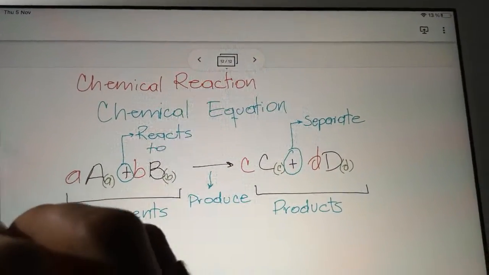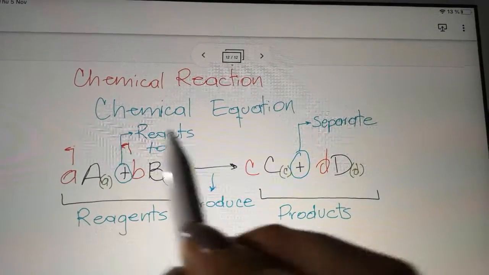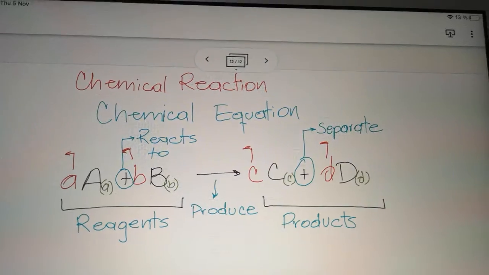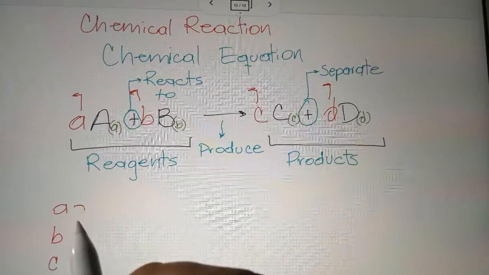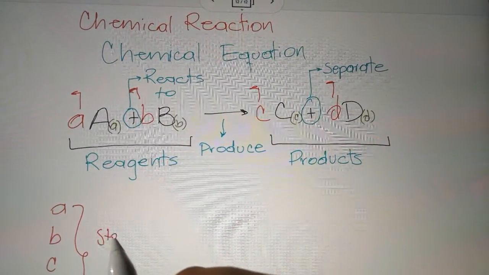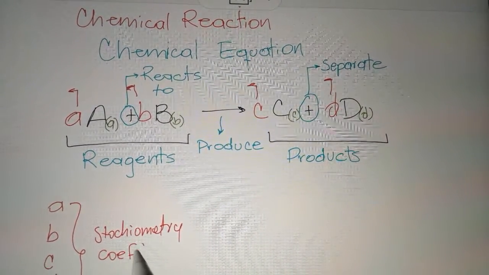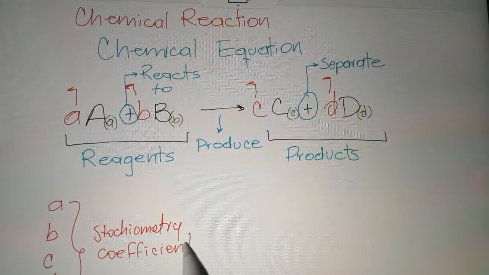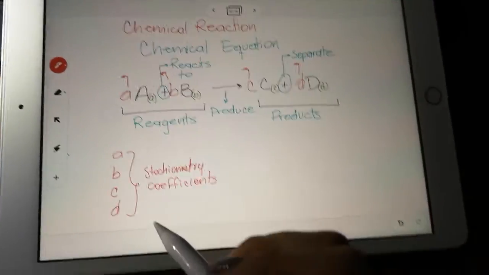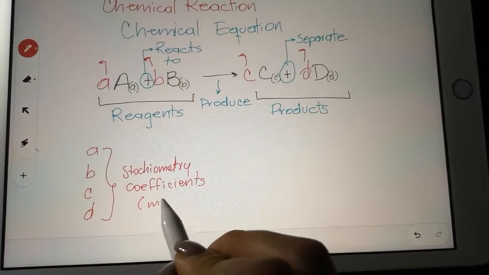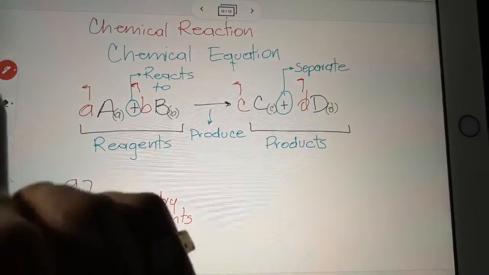Okay? What is the meaning of these numbers? So, these numbers, the red numbers, don't forget this, or the red letters. So, A, B, C, and D. These represent the stoichiometric coefficients. So, what is the meaning of the stoichiometric coefficients? The meaning of this is mole. How many moles of each compound do I have in a reaction or an equation?